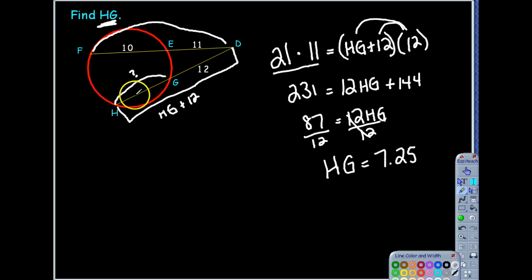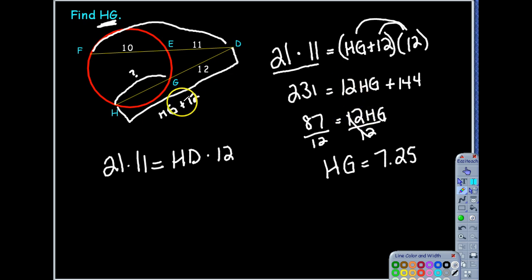Now, what you really found here was a chord. It's a part of a secant segment, but it's not the whole secant segment. Now, could you find the whole secant segment like HD first? How would you set that up differently? If I said I'm using all of HD, you would say still 21 times 11, but then I would just say HD times the 12. And this would maybe not be as much work.